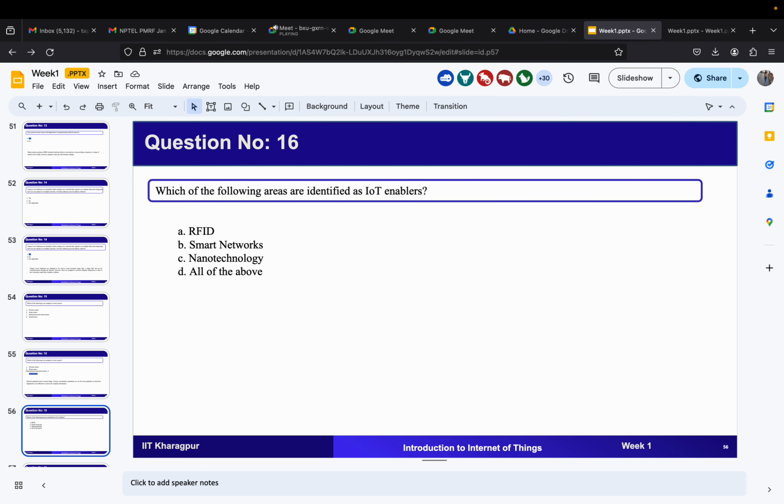Next question is, which of the following areas are identified as IoT enablers? Options are RFID, smart networks, nanotechnology, all of the above. The answer is all of the above. Next question is, which of the following is a digital sensor? Options are KY013, LX1972, DHT11, LM35D.